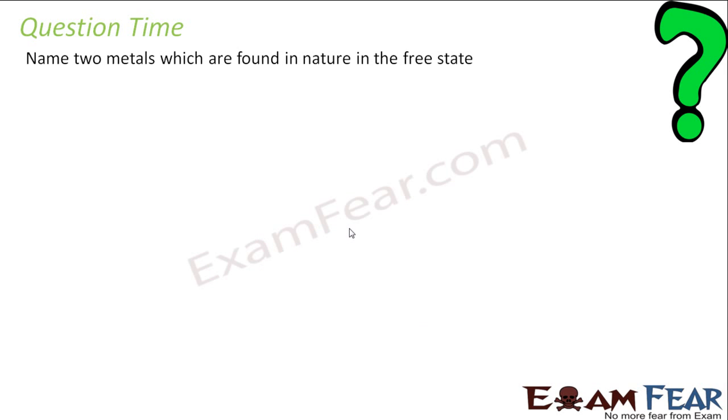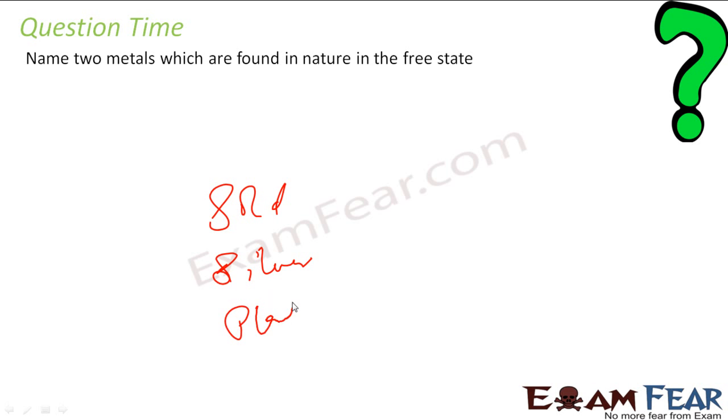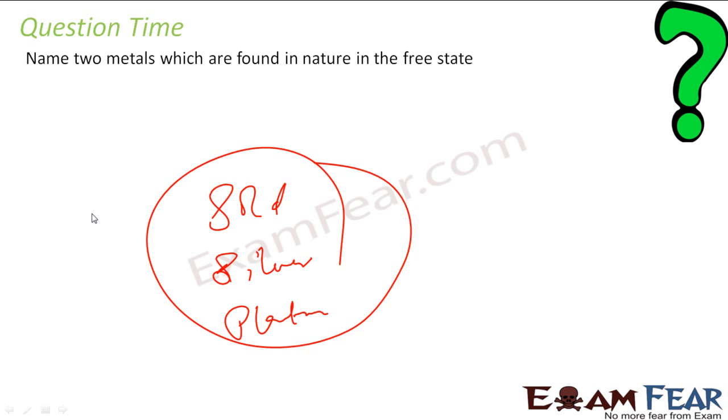Name two metals which are found in free state. So we know that gold, silver, and platinum are found in free state in nature.